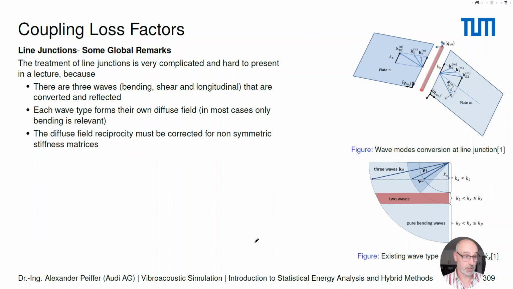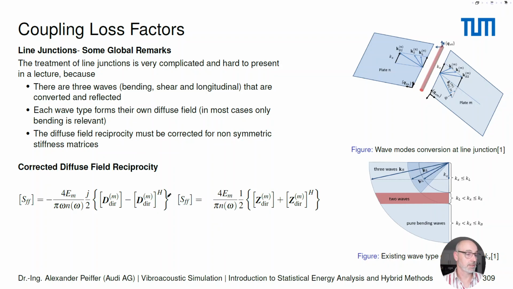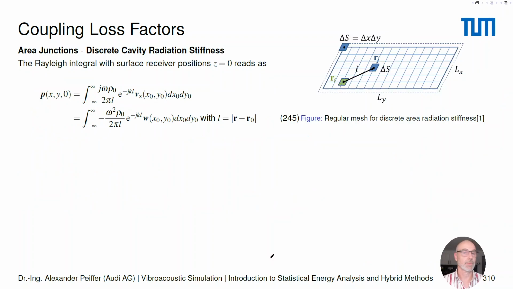And again, as mentioned, the diffuse field reciprocity has to be corrected. The reason is that now the anti-Hermitian part has to be taken instead of the imaginary part. So the famous corrected diffuse field reciprocity would look like this for the stiffness formulation and like this for the impedance formulation. If you use this expression also in the hybrid coupling loss factor, then it is correct, but it has to be used in this context, making things completely complicated. Good. So much for line junctions.